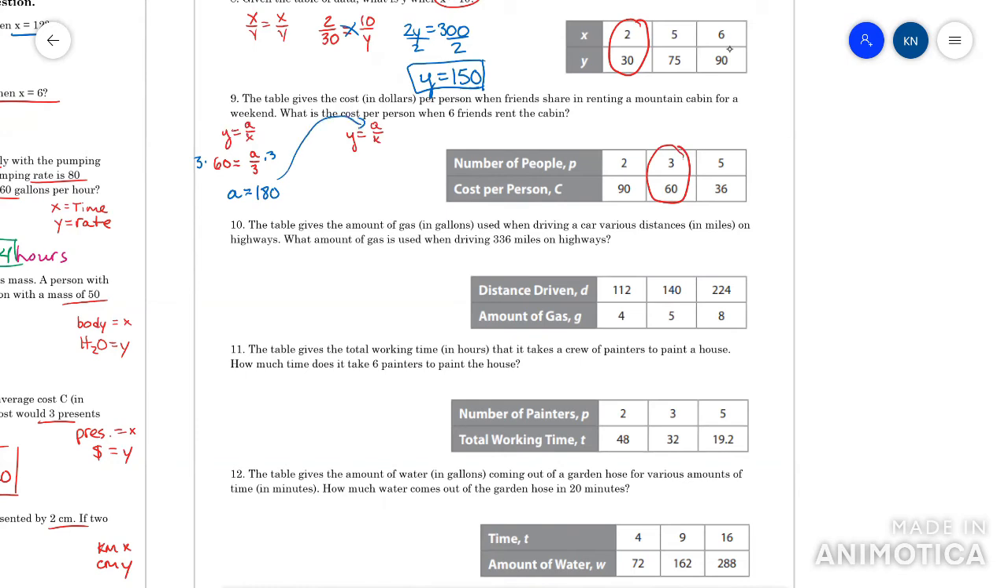As soon as you know that, it goes right into the second equation, as well as whatever else they gave you. So they gave you 6 friends, and that's number of people, so that's an X. So it'd look like Y equals 180 over 6, which is 30. And this one, they're talking about cost. So I'm assuming dollars. Yep, in dollars. So it'd be $30.